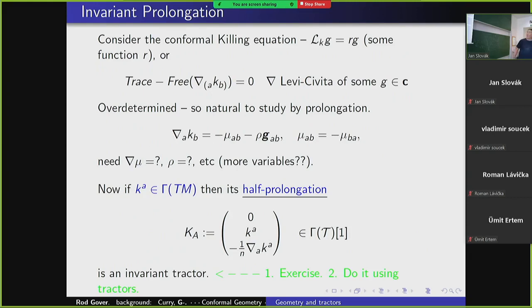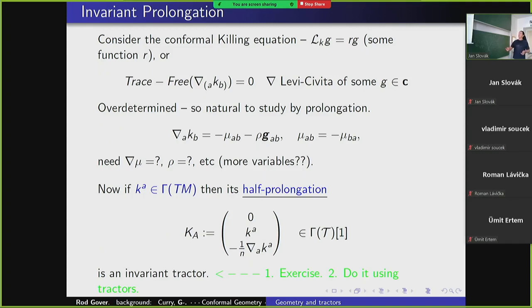Okay, so I want to just finish with a brief look at prolongation, because we use prolongation to construct the tractor connection. But prolongation is actually important for lots of problems. So every time you have an overdetermined, say, quasi-linear differential equation, if it's really overdetermined, you should certainly do prolongation to help you study it. But especially if it's linear. Now, I don't want to talk about anything complicated because we're meant to be simple here. So let's just look at the conformal Killing equation. This is one of the simplest equations in this category.